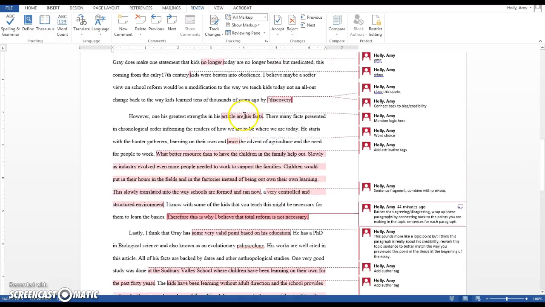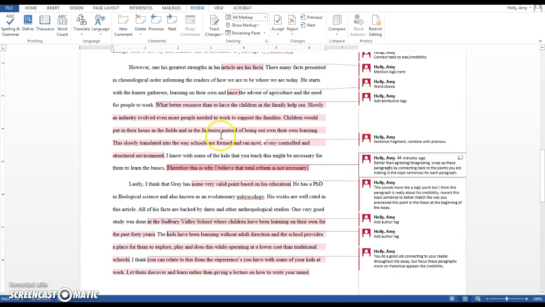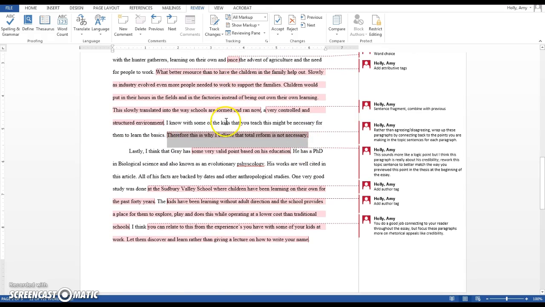And then again, as I mentioned up here, you've kind of lost focus on the logical facts of the argument, and by the end of the paragraph you're leaning more toward your actual opinion on whether or not this kind of reform needs to happen. Instead, I'd like you to focus the paragraph just on his logical use of facts and then recap this here at the end of the paragraph.